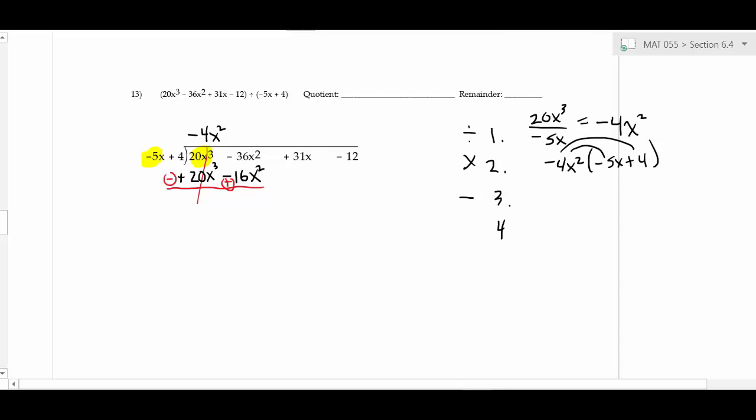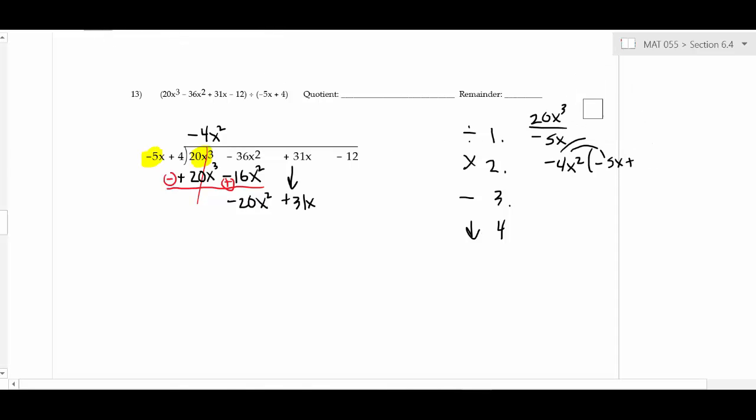So negative 36 plus 16 is going to be negative 20x to the second. Okay? Change the signs and add. That's what you do on step 3. Change signs and add. Okay? Next step is bring down the next number. Okay, so we're done with that. We're ready to start over again.